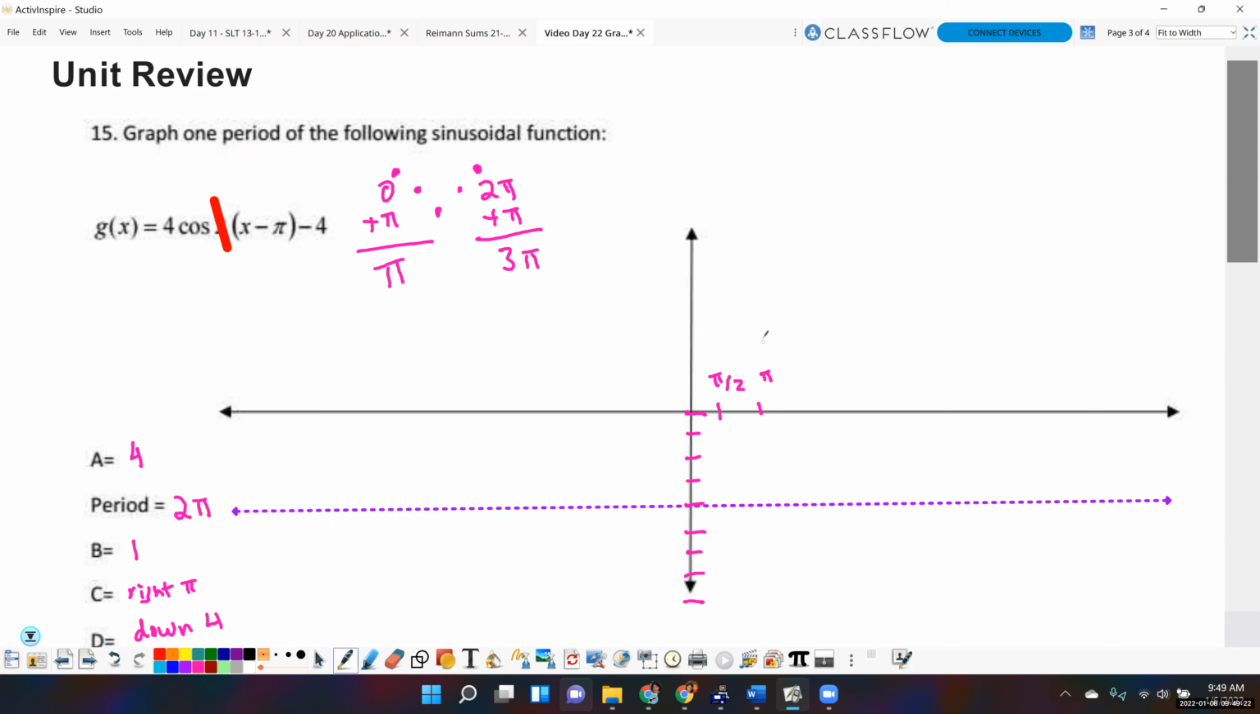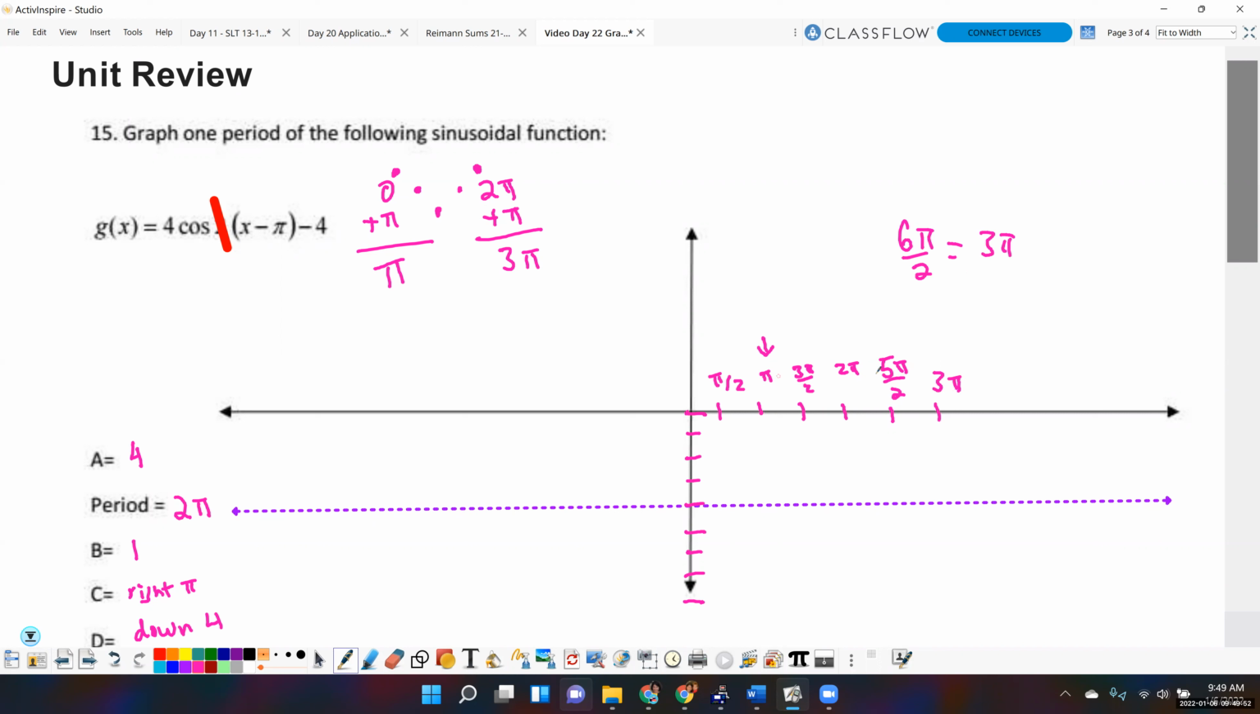Pi, that's my first point. 3 pi over 2. 2 pi. So 3 pi over 2, 4 pi over 2, 5 pi over 2. And then this last scale mark is like 6 pi over 2. Well, that's just 3 pi.